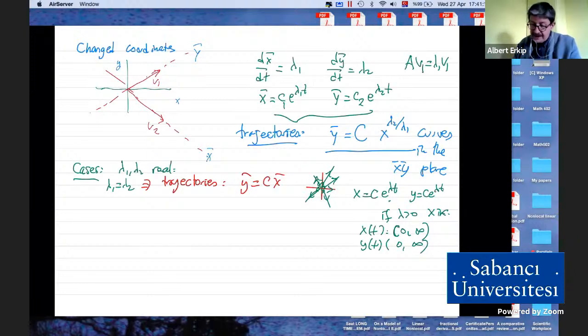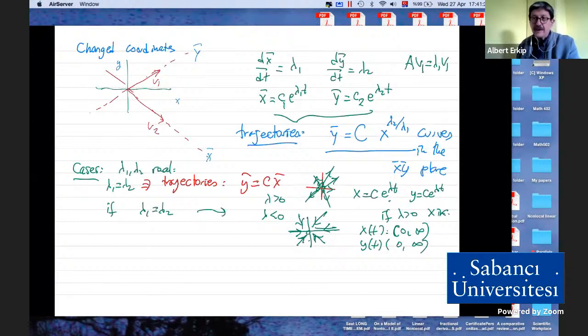Okay? Now, this is lambda positive. If lambda is negative, it would be the other way around. The trajectories would be half lines going in. We did this last time. I'm repeating this because I will need things like that.